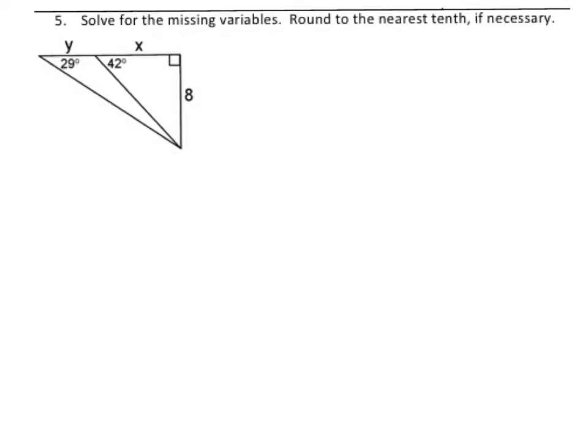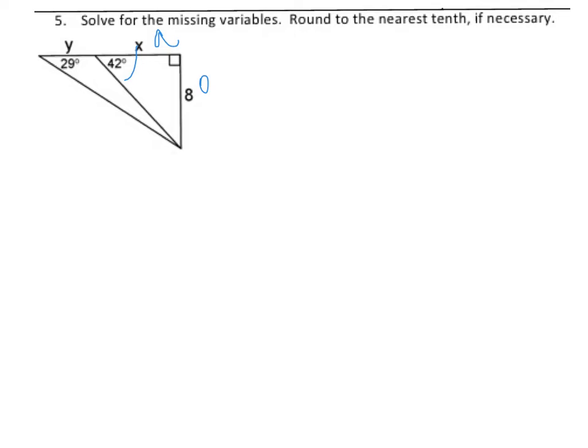Question number 5 is one of these multi-step trig problems. We have multiple variables to solve for. Let's start off by finding x. X is going to be dealing with the right side triangle. Here's our 42 degrees. 8 would be your opposite side. X would be your adjacent.